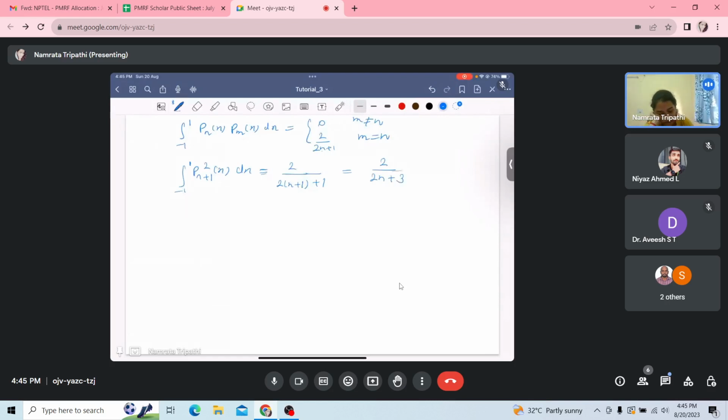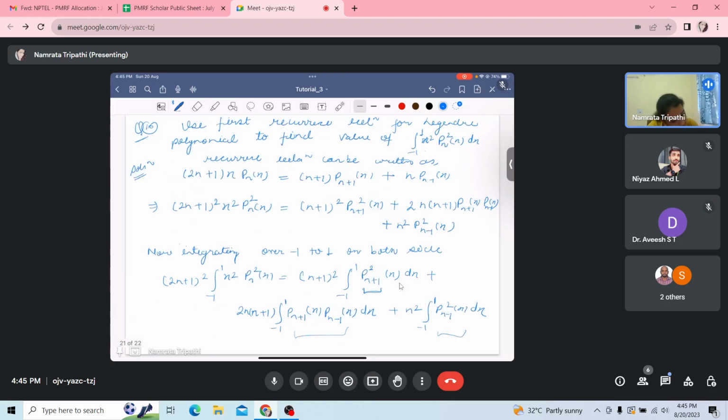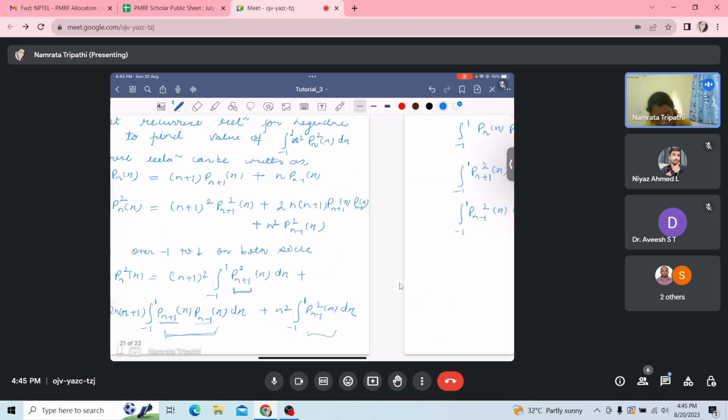And similarly for Pn minus 1 square, 2 upon 2(n minus 1) plus 1, this will give 2n minus 1. And this other term will become 0 because these are not equal. With the orthogonality relation we can say this term will become 0.